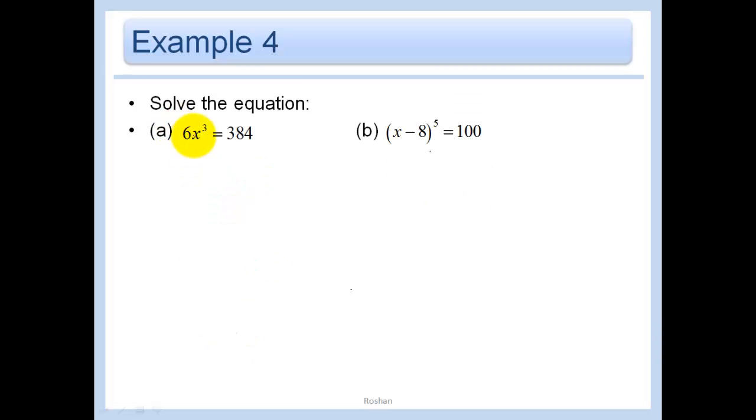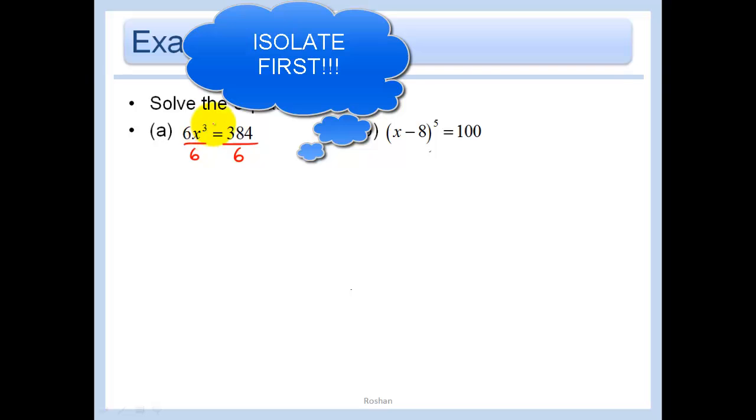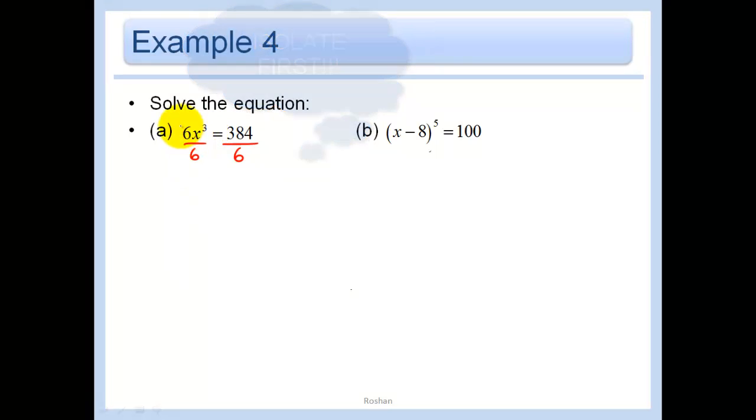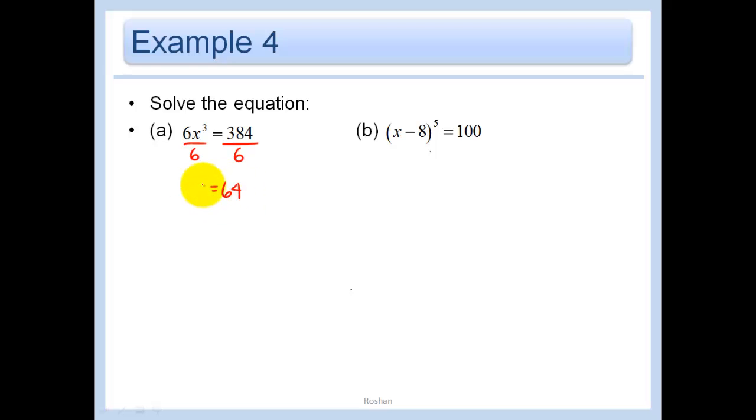When we want to solve problems like this, just like we were doing with the square root, the most important thing is to isolate whatever the power is first. And so I mean that I need to get rid of this 6. So divide by 6. So important, isolate the x cubed first. 384 divided by 6 is 64. So I know that x cubed equals 64.